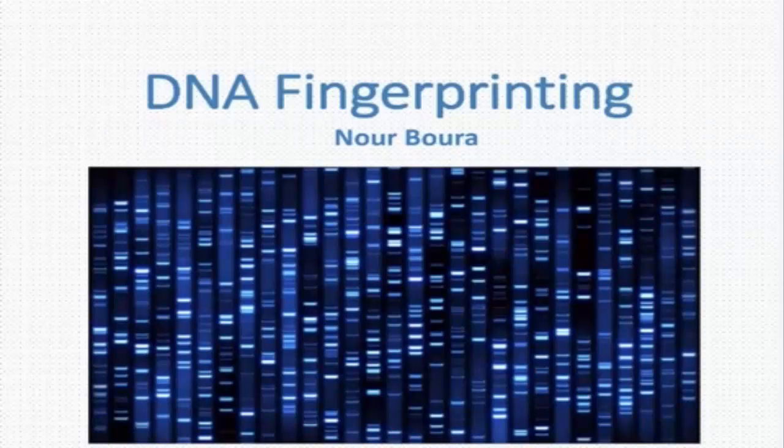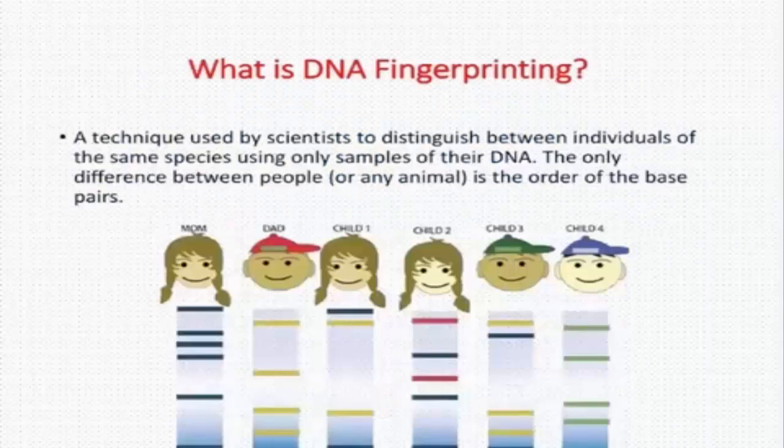I will talk about an interesting topic under the title of DNA fingerprinting. First, let's talk about what DNA fingerprinting means. DNA fingerprinting is a technique used by scientists to distinguish between individuals of the same species, using only samples of their DNA. The only difference between people is the order of the base pairs.